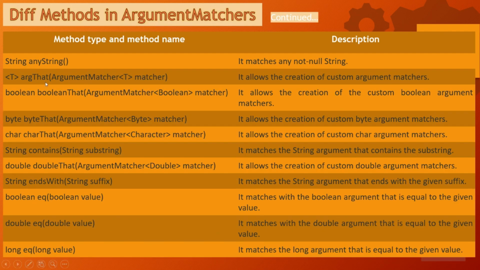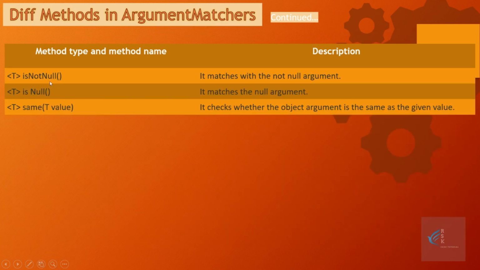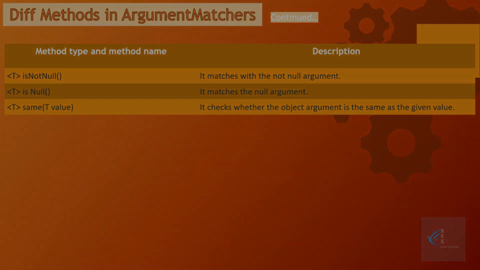We also have argThat, contains, endsWith, and eq. We have isNotNull, isNull, and same. So these are the different kinds of methods we have in the ArgumentMatchers class. I hope you understand the basics of stubbing and argument matchers. Let us understand more with a code example in our next video. Thank you.